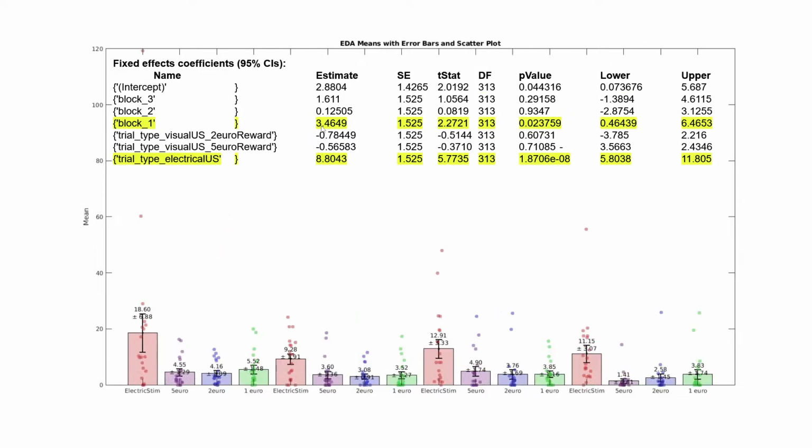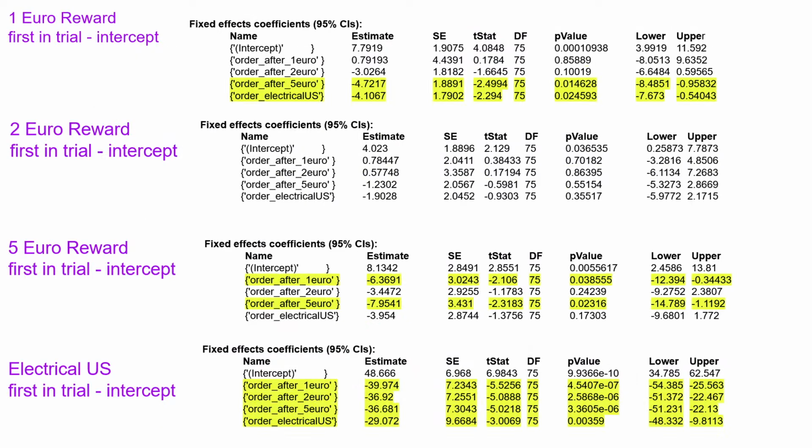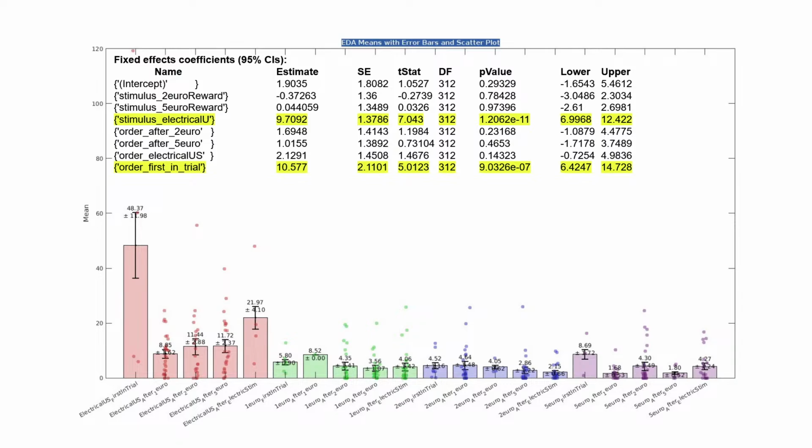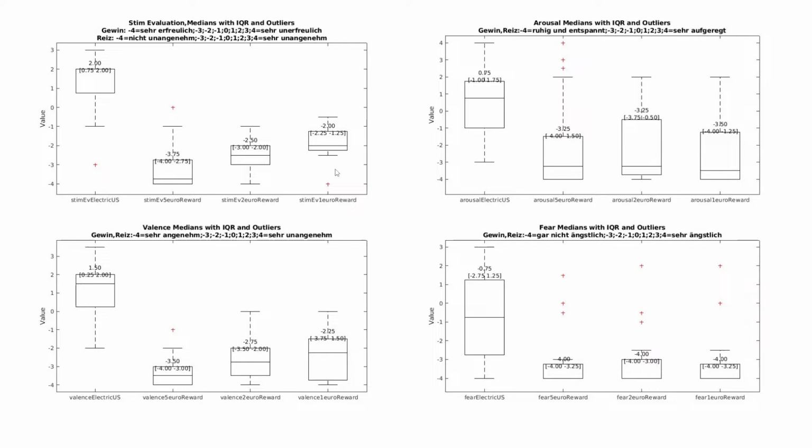The same approach was done here, analyzed by blocks and analyzed by the order of appearance inside of each value. And in general, main effects are that the first in trial causes higher response, and the electrical stimulus causes higher response. Then there is no statistic for the questionnaires.